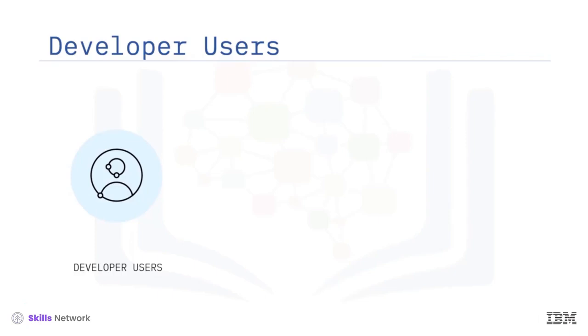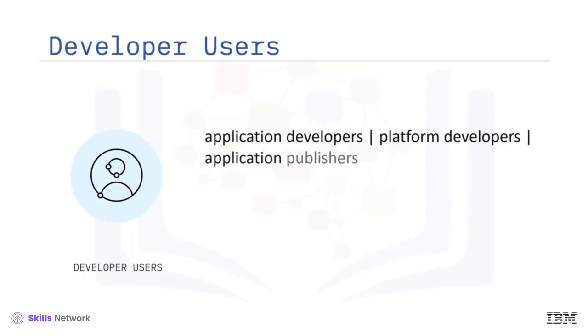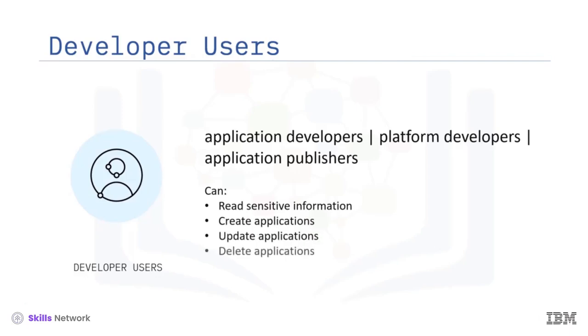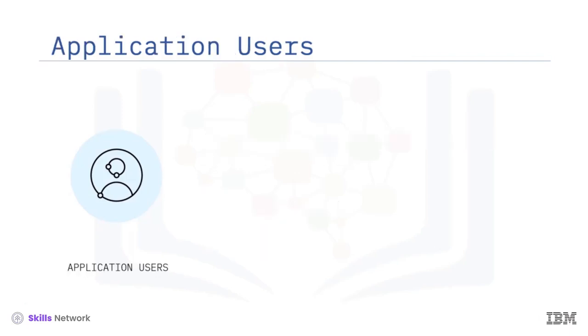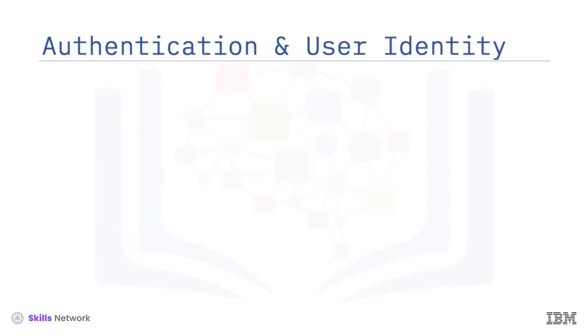Developer users include cloud application developers, platform developers, and application publishers. Developer users are authorized to read sensitive information and to create, update, and delete applications. The third type of user is the application user. These are the users of the cloud-hosted applications. Let's look at the key components of identity and access management and how they work.